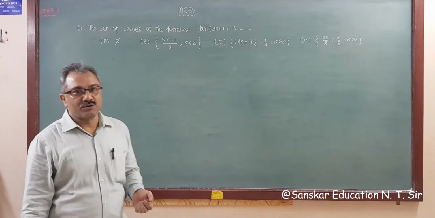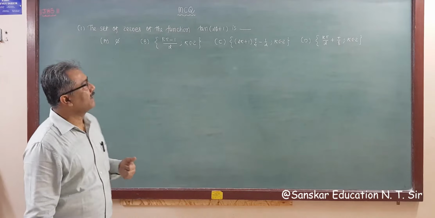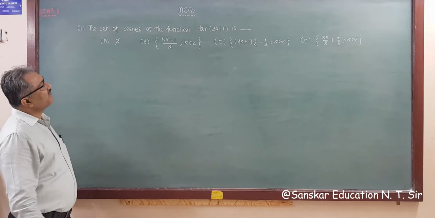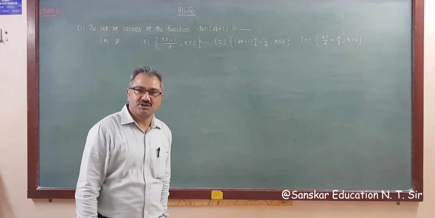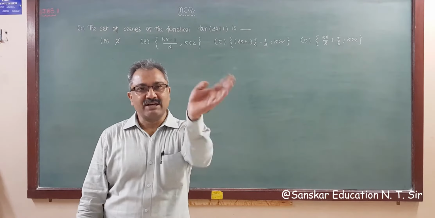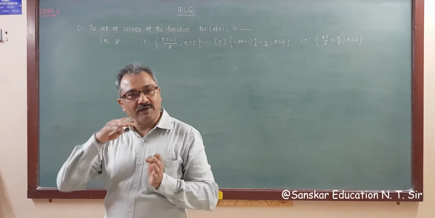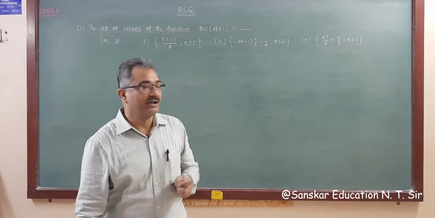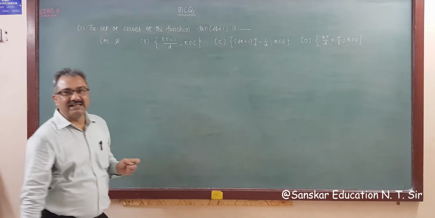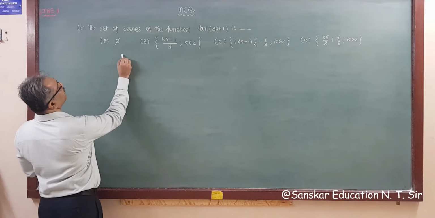So the first question is: the set of zeros of the function tan 2 theta plus 1 is, we have to find out the set of zeros. Now you know set of zeros means the values of x for which the function is zero. And you know the set of zeros for sine is k pi, k belongs to Z, right?